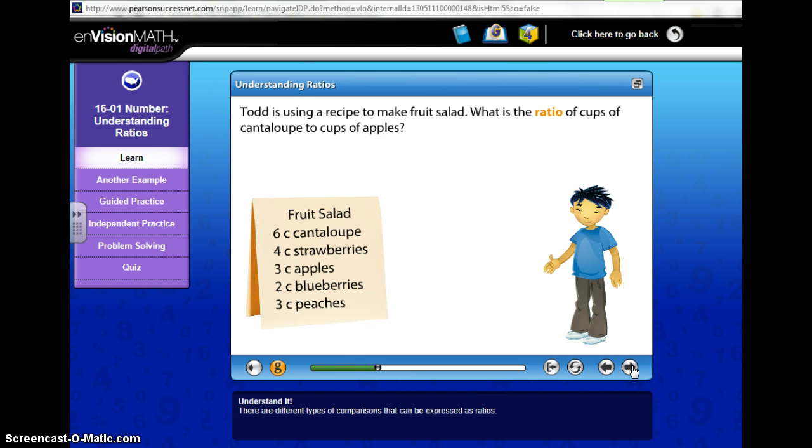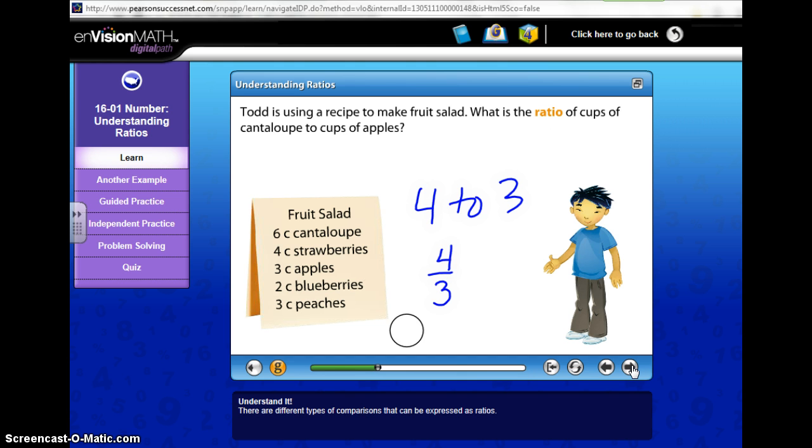What would be the ratio of strawberries to peaches? Strawberries to peaches. What's the ratio? Kaden? 4:3. Or, we could write it like this. Could we simplify 4:3? No. Nope, that's not going to work.